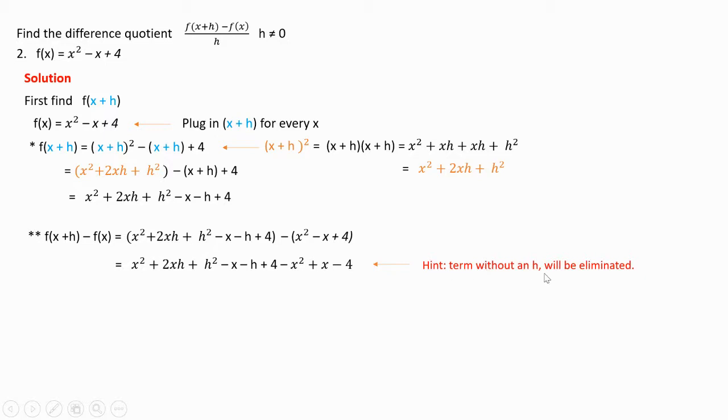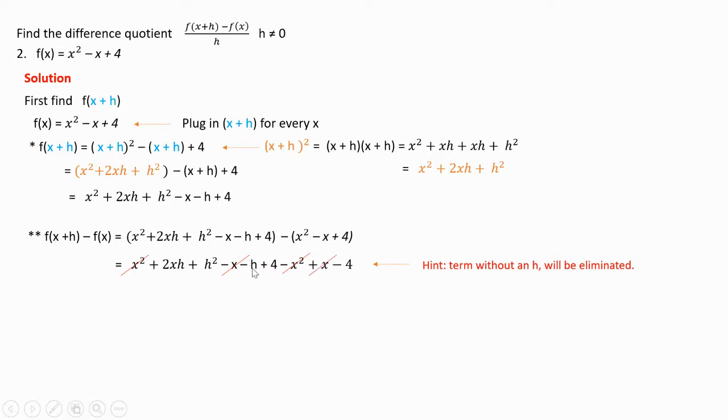Hint: a term without an h will be eliminated. So for example, does the x squared have an h? No. So somewhere it's got to cancel. You see there's x squared minus x squared. Does 2xh have an h? Yes, so that stays. Does h squared have an h? Yes, it does. It stays. Does negative x have an h in the term? No, it doesn't. So somewhere there has to be a positive x. And here it is.